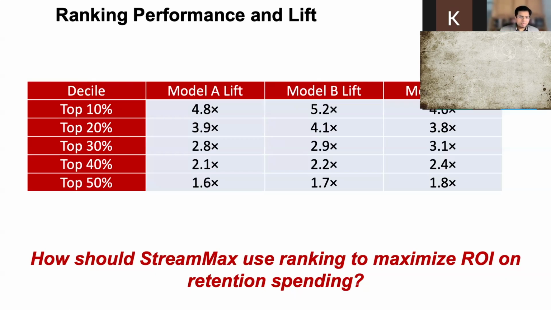If we had a limited budget, we want to choose the top 10% based on the probability, or the top 20% based on the probability. Which one should we choose? So that's what this is doing. And these are the three models.